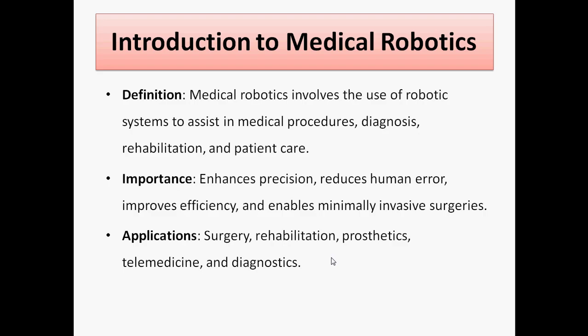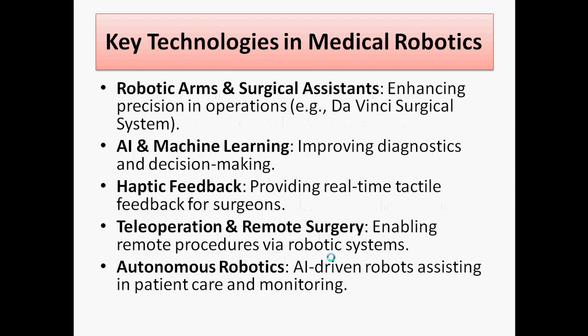Whenever we talk about the applications, it may be surgery, rehabilitation, prosthetics, telemedicine, and diagnostics. So these are the main applications of medical robotics. While thinking about the key technologies used in medical robotics, the first one is robot arms and surgical assistance. To enhance precision in operations, we prefer surgical assistance by using robotic arms and all the equipment, and we can do the surgery.